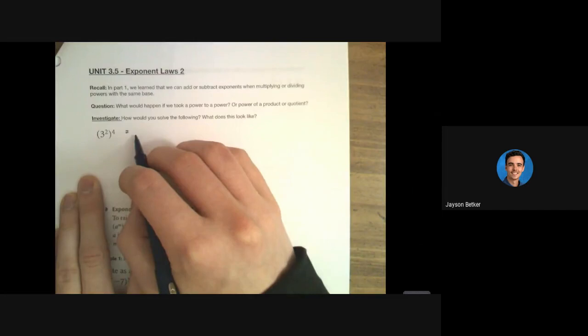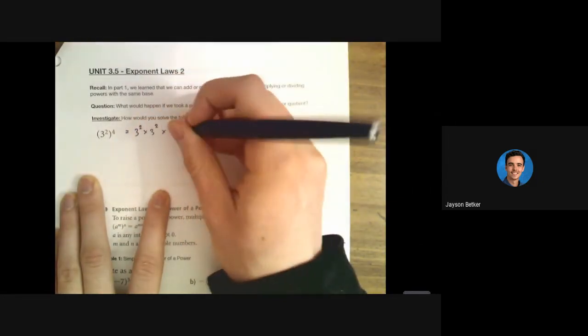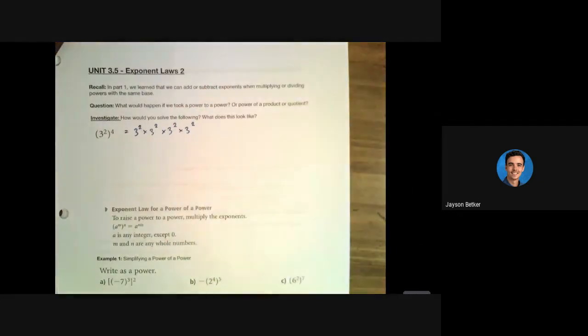If I had 5 to the 4, I would just write it out in my repeated multiplication form: 5 times 5 times 5 times 5. In this case, let's write it out like that: 3 to the 2 times 3 to the 2 times 3 to the 2 times 3 to the 2. That's all that looks like.